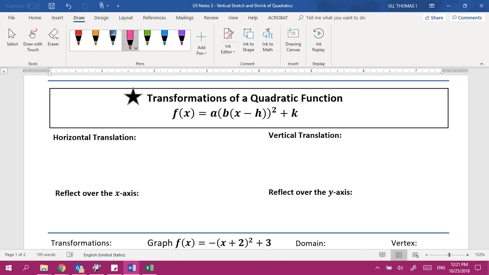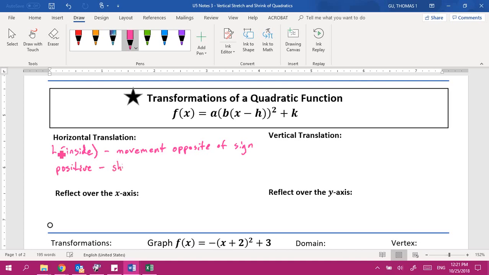All right. Horizontal translation. Which letter here shows you horizontal translations? h. And h is on the inside. And remember, the movement for horizontal is opposite. So movement is opposite of sign. So if h is positive, which way do I move? To the left. Right, so that's shift left. And if h is negative, I shift to the right, that's right, shift to the right.